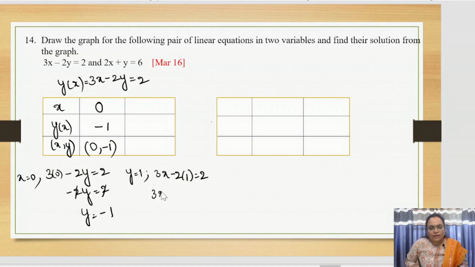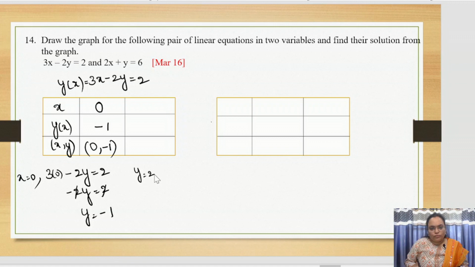You will get 3x minus 2 is equal to 2. You will get 3x is equal to 4. x is equal to 4 by 3. So this is again a decimal, right? So let us take y is equal to 2 and see.